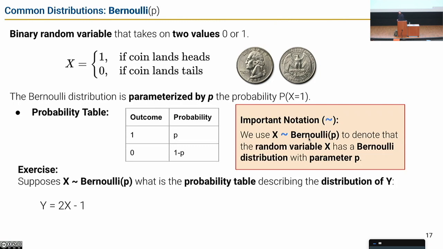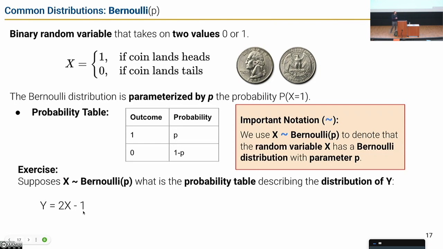All right, here's a quick exercise. Suppose that x is a Bernoulli random variable with parameter p. What is the probability table for the distribution of y? Think about it for a moment. Okay. What are the values that y can take? 1 and negative 1, right? So I have to be able to plug in all values of x. So x is 1, 2 times 1 is 2, minus 1 is 1. X is 0, 2 times 0 is 0, minus 1 is minus 1. Yeah, so those are the values.